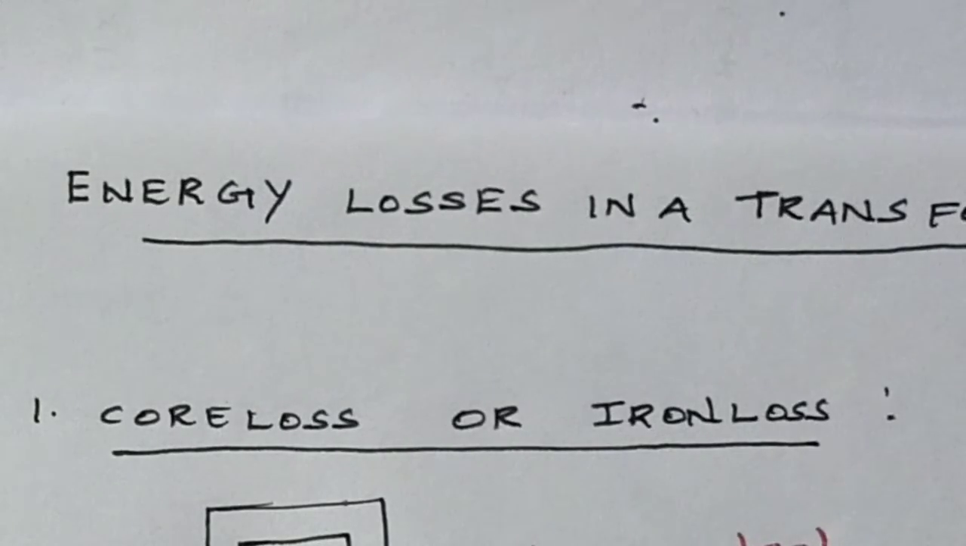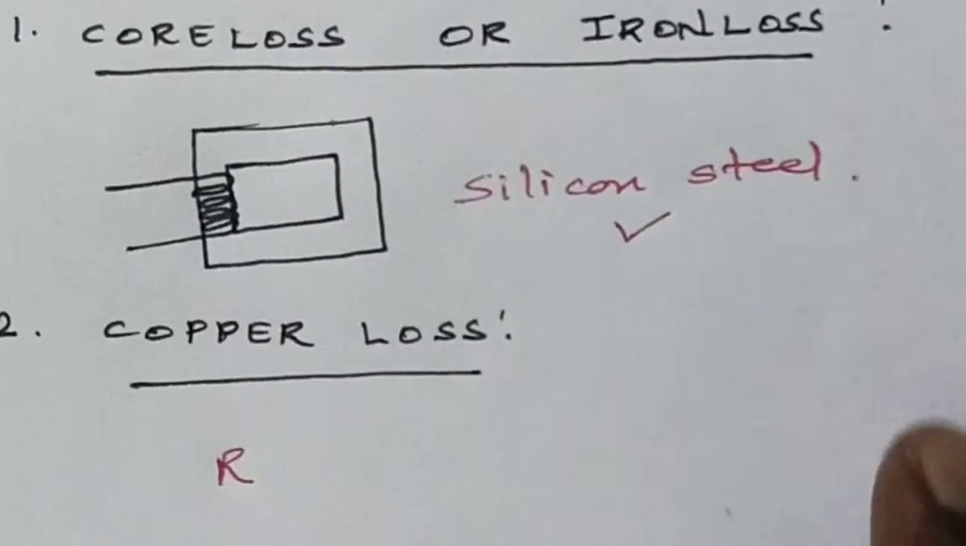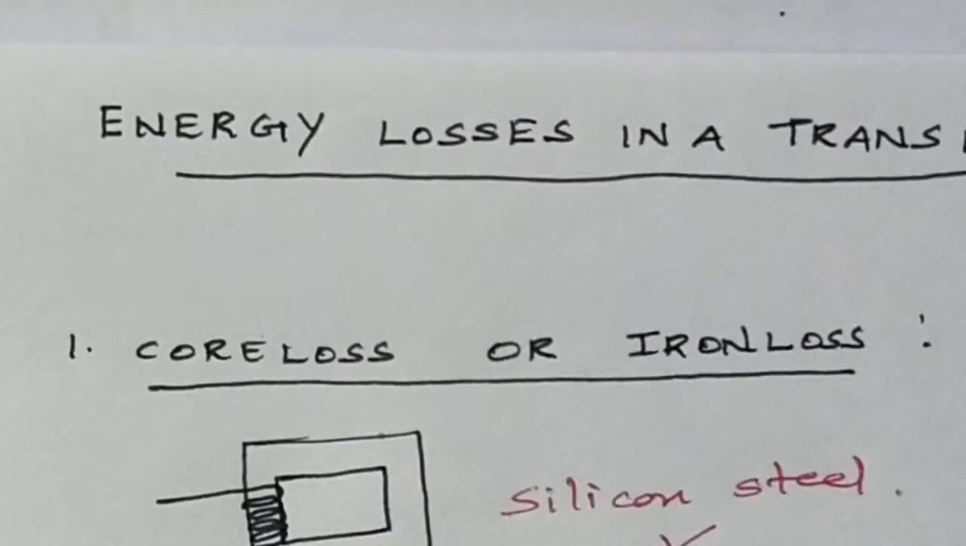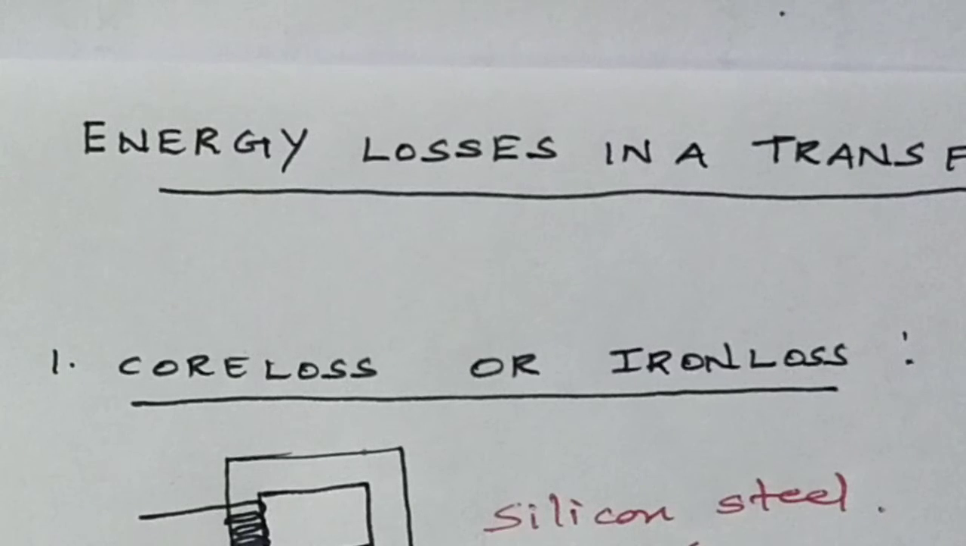One is the core loss or iron loss. The second is the copper loss. The third is the flux leakage. Core loss: the hysteresis loss and eddy current loss in the transformer core are together known as the core loss or iron loss. The transformer core is magnetized and demagnetized.